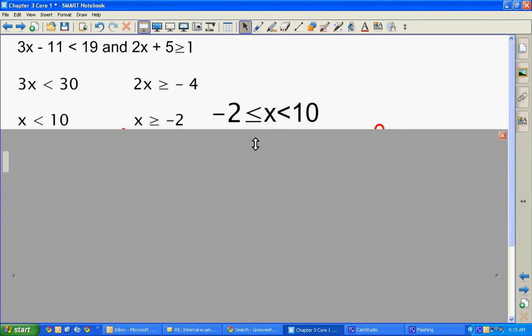So if we look at those, we can combine those into a single inequality. Well, it's got to be greater than or equal to minus 2, and it's got to be less than 10, so x has to be between those two values.